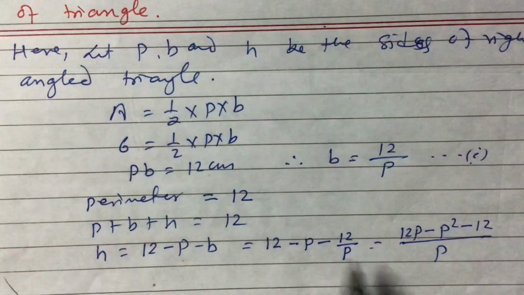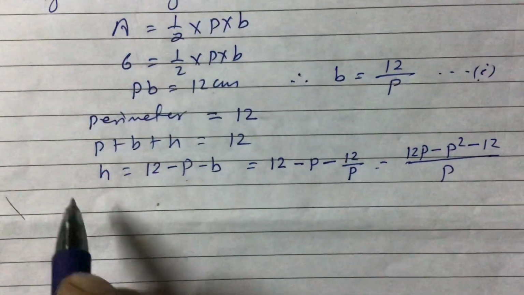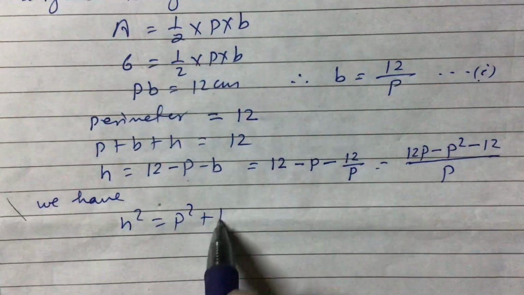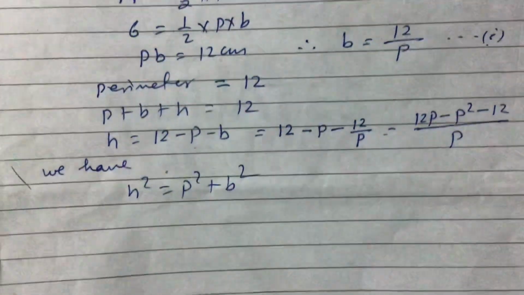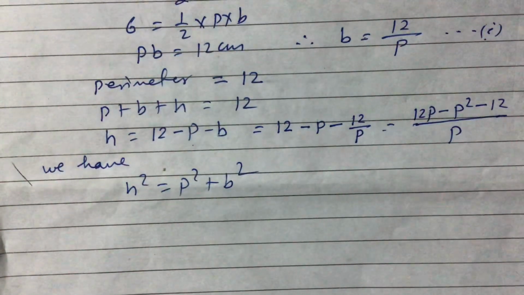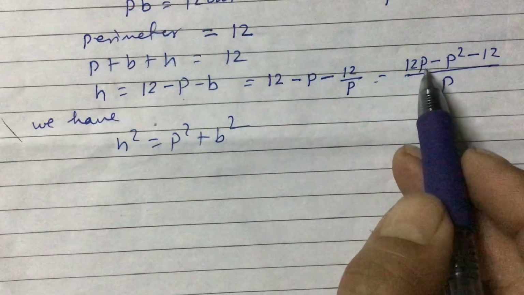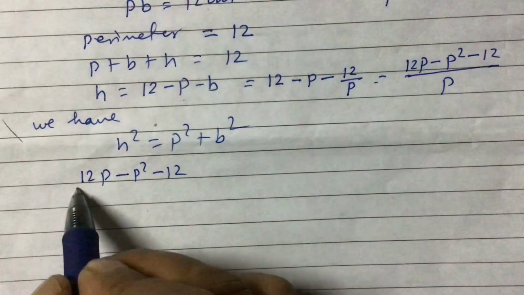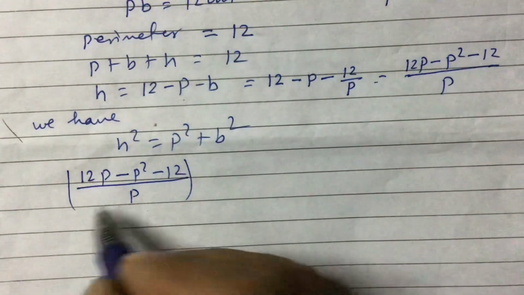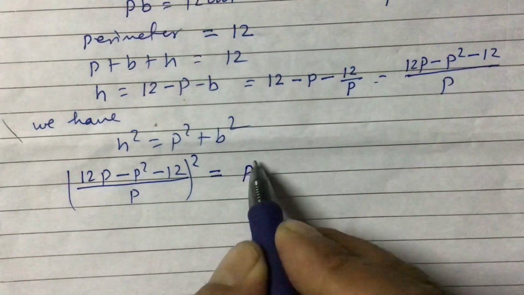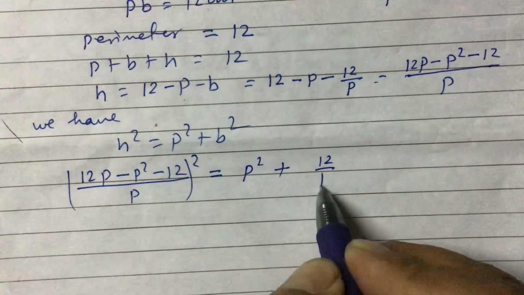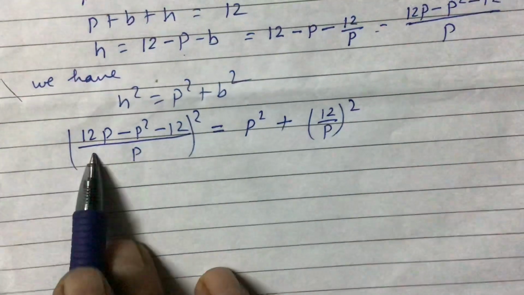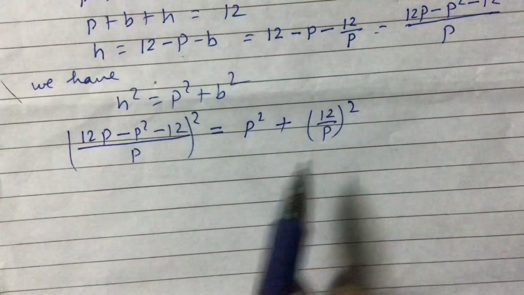So we got the value of B and the value of H. Now in a right angle triangle we have this formula also: H square equals P square plus B square. Isn't it so? This is the formula in Pythagoras theorem. Now H means this one, 12P minus P square minus 12 divided by P, whole square, equals P square as it is, plus B square, which is 12 upon P whole square. All the terms we got in terms of P now. Simplify this and we get the value of P.